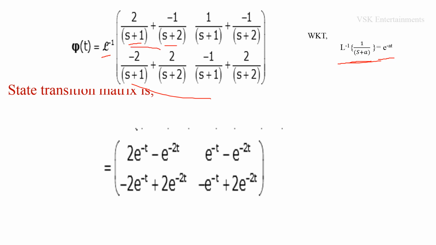That is, the inverse Laplace transform of 2 by s plus 1 becomes 2 into e power minus t, and the inverse Laplace transform of 1 by s plus 2 becomes e power minus 2t. Similarly, the inverse Laplace transform of this factor is e power minus t and of this factor is e power minus 2t. Similarly, apply the inverse Laplace transform to these factors. Then we get the matrix, that is nothing but the state transition matrix, and this is the final value for the state transition matrix, which is obtained by using the given system matrix.